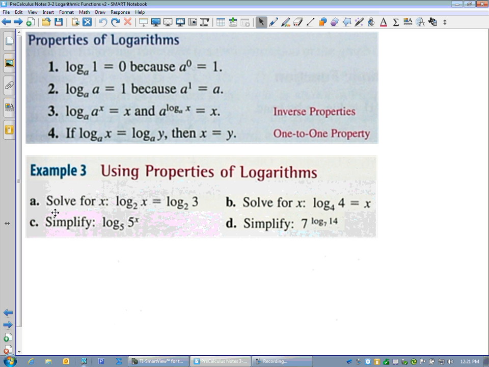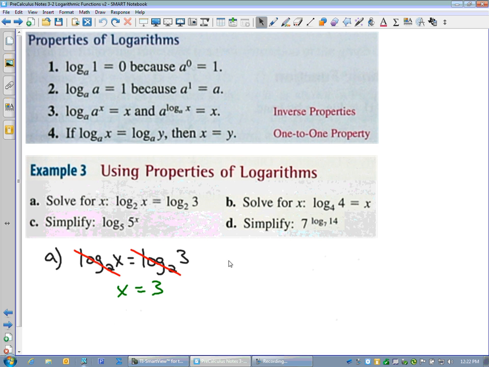Now the first one, I'm just going to rewrite it here for a little clarity. You have log base 2 of x equals log base 2 of 3. Well, this is going to be that one-to-one property, where we have the log of the same base on both sides. And when that happens, you can just cancel out both sides, and that'll leave you simply with the fact that x equals 3.